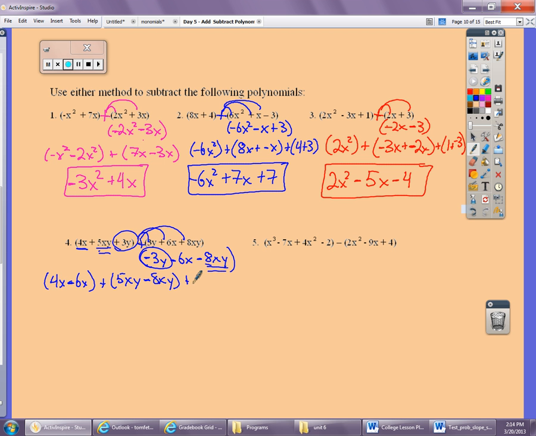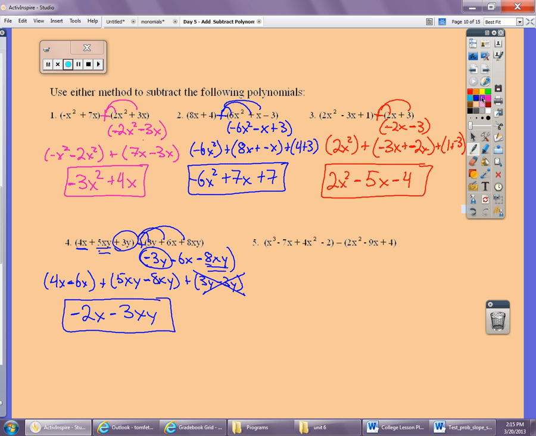So it's 3y minus 3y. So I put my x's together, I put the xy's together, and I put the y's together. So 4x minus 2x, or minus 6x, will give us negative 2x. 5xy minus 8xy, negative 3xy, and then 3y minus 3y cancels out. So we're left with negative 2x minus 3xy. We can't put these together because this is x and this is xy. They're not the same.